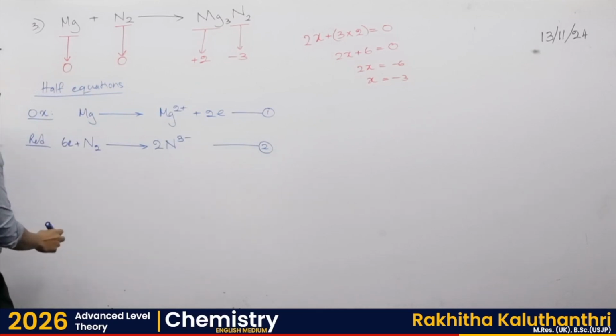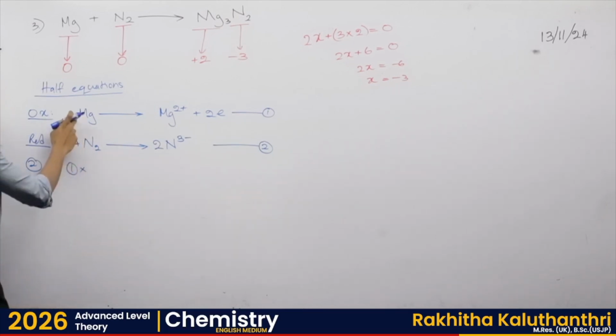So we can very clearly see we need to add 2 and 1, but 1 should be multiplied by what? 1 should be multiplied by what? 3.